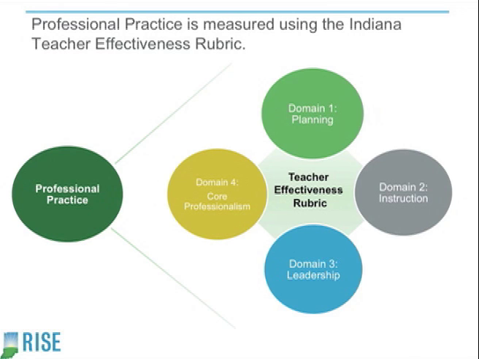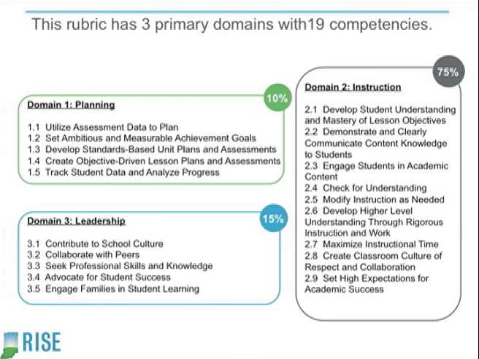As you can see here, professional practice can be broken down into 4 domains. These 4 domains can all be found in the teacher effectiveness rubric: planning, instruction, leadership, and core professionalism. These 4 domains can then be broken down even further into 23 competencies. Here, you can see 19 of the 23 competencies across domains 1, 2, and 3.